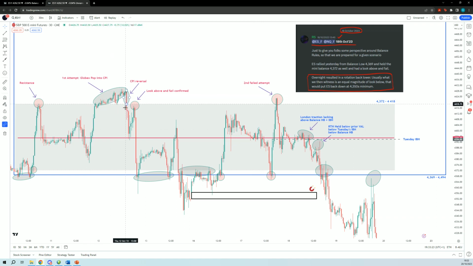So as you can see, a look above, a swift move down right into halfback, found support, a lower high, then flushes down to the bottom. Similarly, on the 17th, that is what we see happened. Only a late day move up got ES back above the balance halfback. The second reason that enabled the shorts is Tuesday's initial balance high at 43.99.